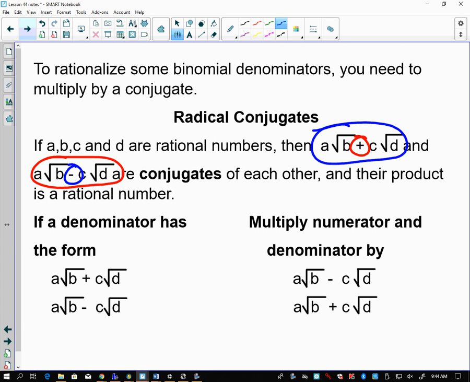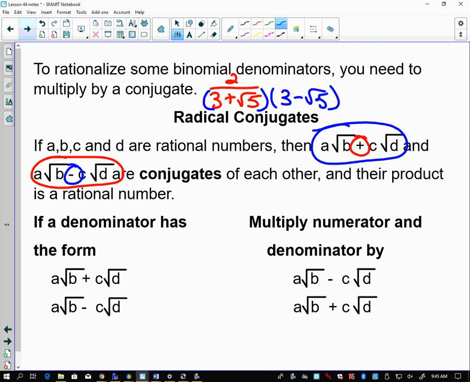So let's say for a second, we've got 2 over 3 plus radical 5, right? I can't leave it like that because it's got radical 5 in the denominator, so I'm going to multiply by the conjugate. What is the conjugate of 3 plus radical 5? 3 minus radical 5. So I'm going to multiply by 3 minus radical 5. Do I just multiply it by that there? What else?